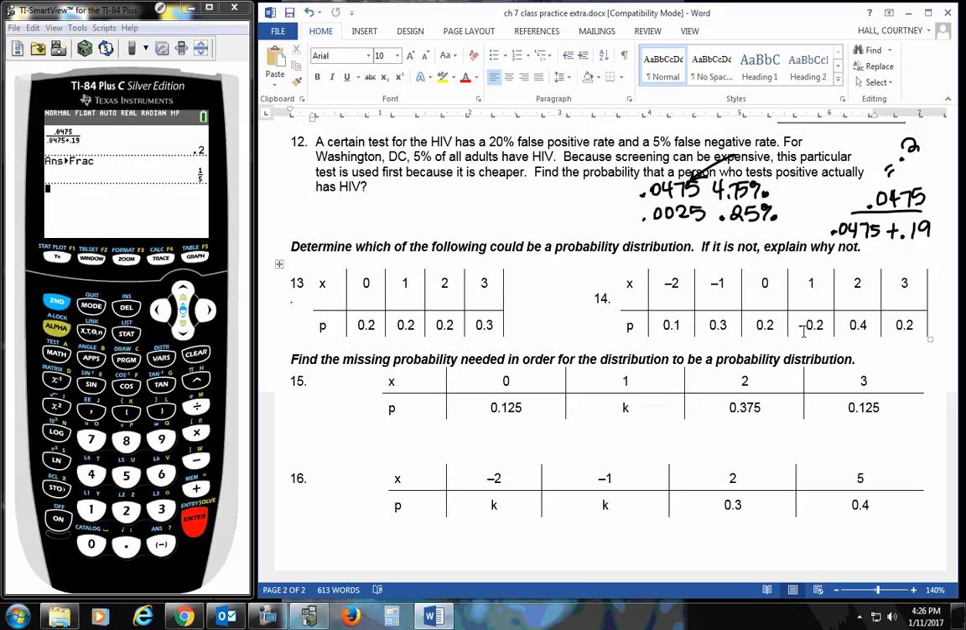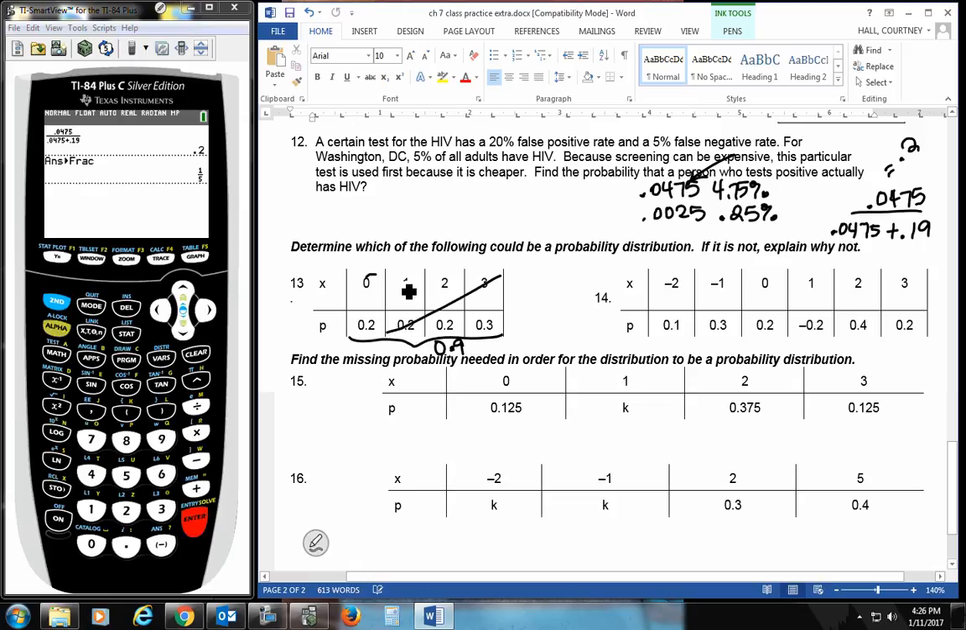On number 13, if I add these together, it's only 90%. It is 0.9. So this one does not work because the probability does not add to 1. If you do the same thing to number 14, you do have the probability add up to 1. The only thing that makes it not possible is you are not allowed to have negative probabilities. So with the second one, we'd say, nope, that's not a probability distribution either, because you cannot have negative probabilities.